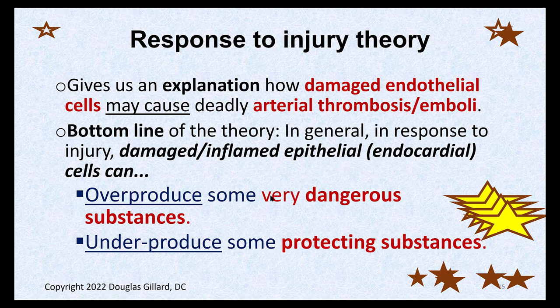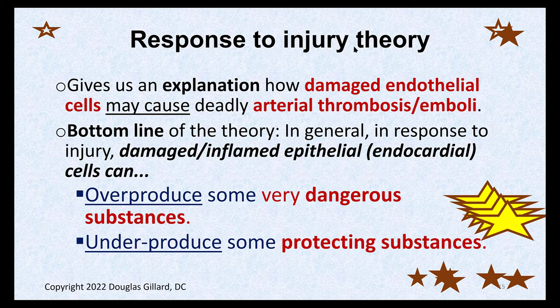When they get upset, they overproduce things that they're not supposed to overproduce, and they underproduce things that they're supposed to produce, protective substances. So that is not cool. And there's a theory that still holds today called the response to injury theory that gives us an explanation of how damaged endothelial cells can cause deadly arterial thrombi or embolisms. And this is called the response to injury theory.